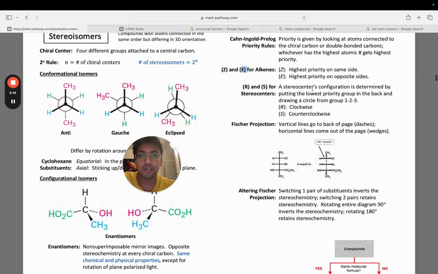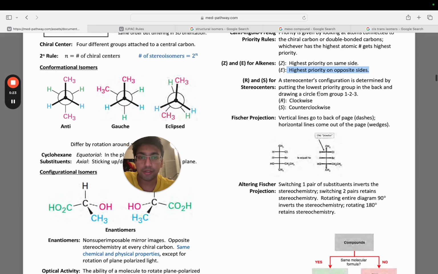Now we have Z and E. This is kind of similar to the cis-trans things I was telling you. So Z means the higher priority is on the same side. E means the higher priority is on the opposite sides.